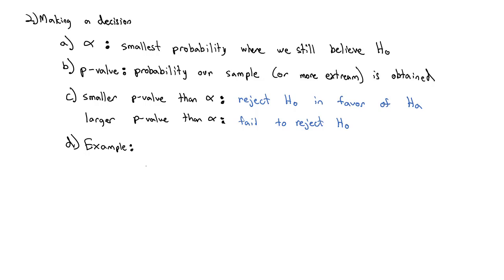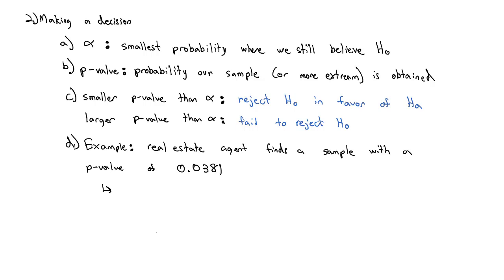So for example, let's say that real estate agent we were talking about collected a sample and calculated. Let's say the real estate agent finds a sample with a p-value of 0.0381. The real estate agent is going to compare that p-value to the alpha. Let's say if the alpha was 0.01, notice that 0.03 is bigger than that. And so because the p-value was too big, too much evidence in favor of the null hypothesis, the real estate agent would fail to reject that null hypothesis.